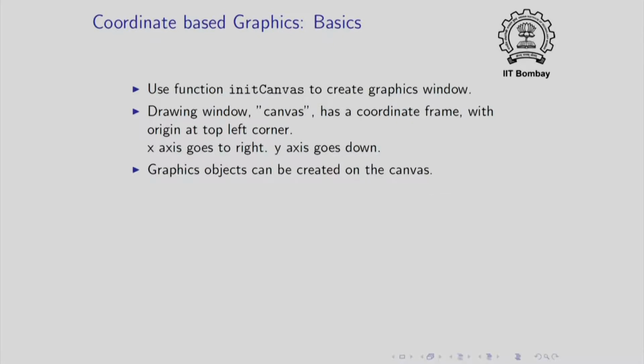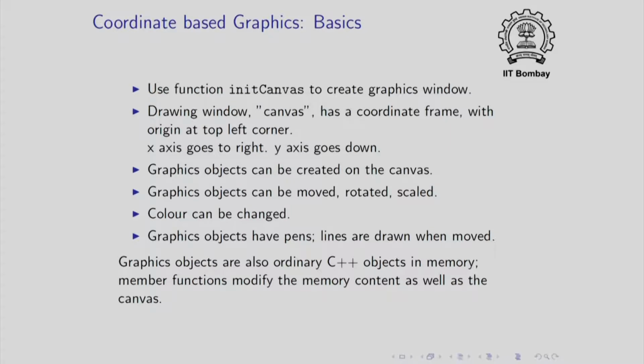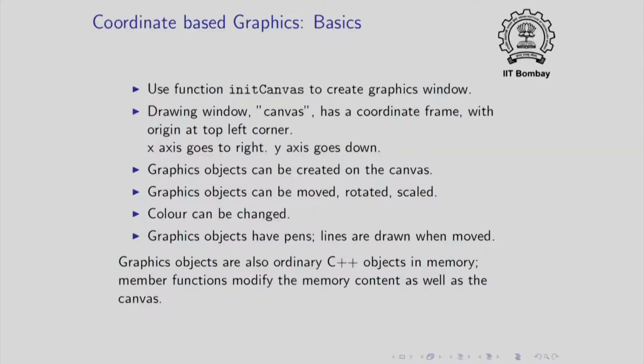Graphics objects can be created on the canvas, and you will see the facilities for it shortly. They can also be moved, rotated, scaled. Their colors can be changed. And all graphics objects have pens, just as our turtle did. And so, if we choose, lines can be drawn when the graphics objects are moved. Graphics objects happen to be ordinary C++ objects in memory. But in addition to being objects in memory, they are also accompanied by their representation on the canvas. So now to modify the representation or to modify the image on the canvas, you simply have to call member functions. And in fact, to create graphics objects, you also have to just construct the corresponding C++ objects, and the constructor calls can be used to decide the initial appearance of the graphics object.